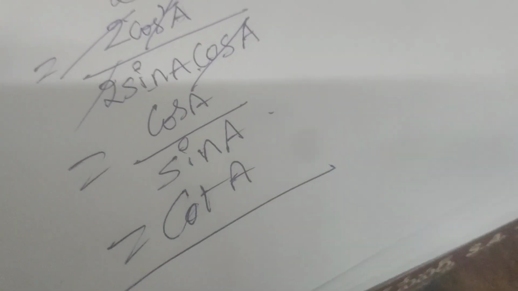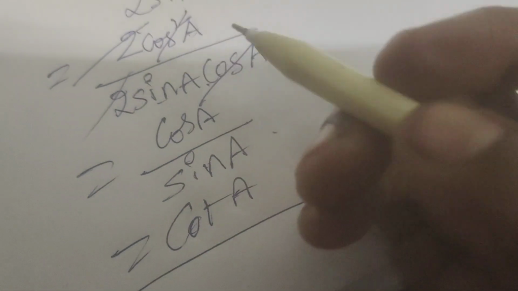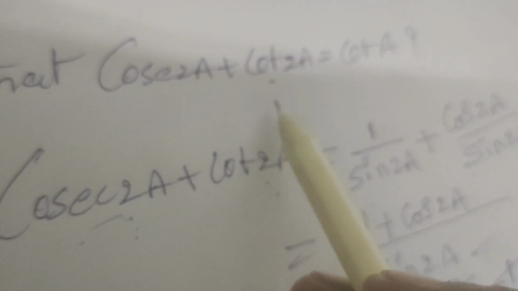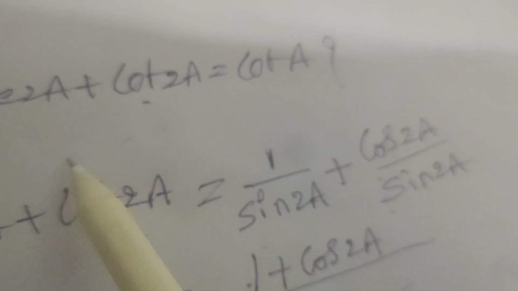Hence proved. Given problem: cosecant 2A plus cot 2A equals cot A. Okay, thank you.